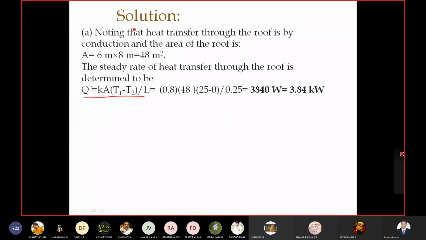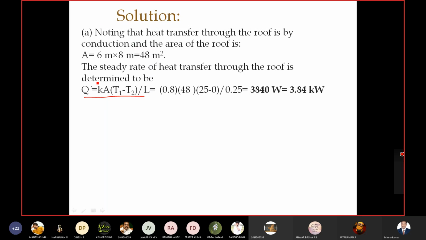the first question. Note that the heat transfer through the roof is by conduction. The outside temperature is 0 degrees Celsius and the inside temperature is 25 degrees Celsius, so definitely heat transfer will happen through the roof. This roof is a solid medium, so there will be a conduction process. We can take the heat conduction equation to calculate the heat transfer.